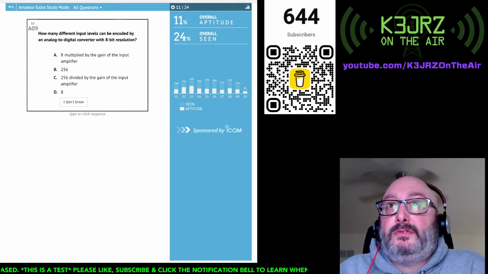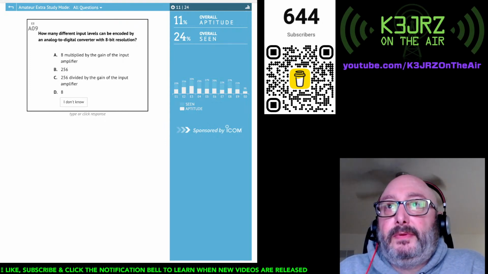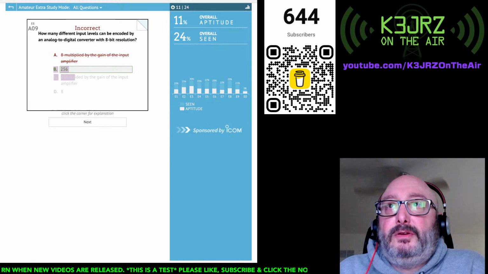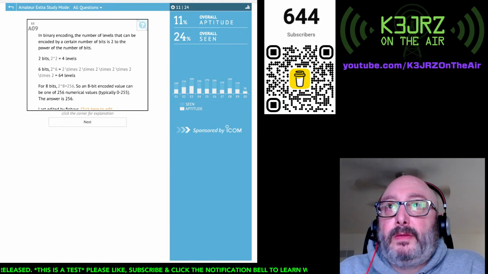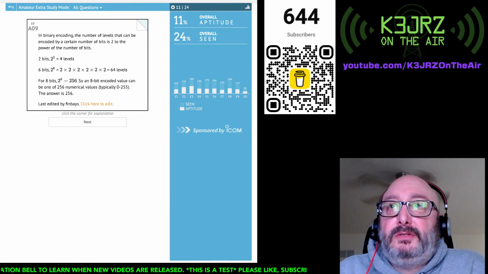How many different input levels can be encoded by an analog to digital converter in 8-bit resolution? 8-bit. 256. Let's find out why. Binary coding, two to the power of the number of bits. So 8-bit, 2 to the power of 8, is 256.